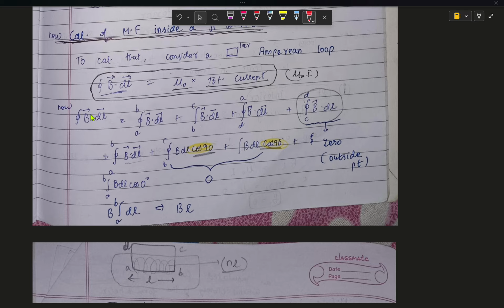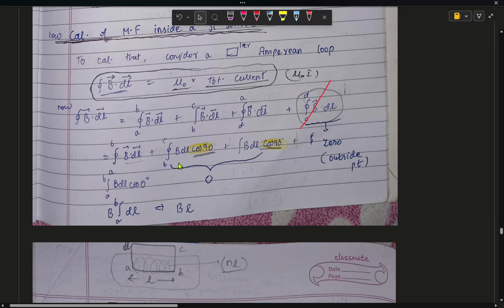Let's take integral B dot dl equal to the integral from A to B, plus the integral from B to C, plus the integral from A to D, and the part from C to D. In this case, the outside part will be 0 because it is outside of the solenoid, so there is no magnetic field produced in it. So this component will be 0. You can just strike it off. There is no need to write this.